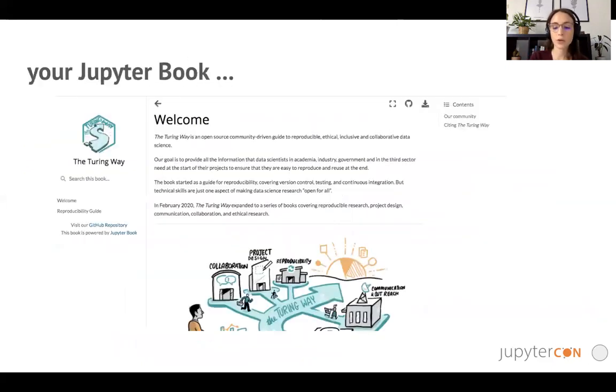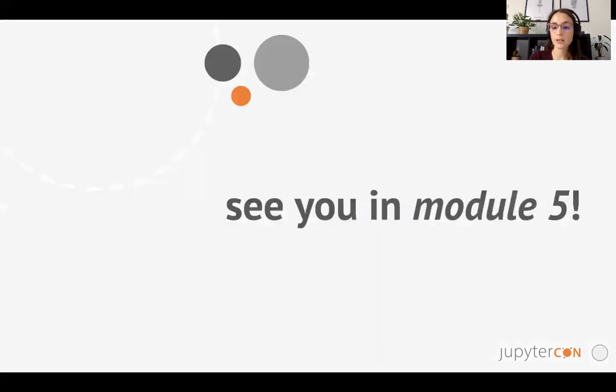By the end of this tutorial, you will have a much prettier version of your Jupyter Book with a logo, title, customized footers, and GitHub buttons. If you run into any issues, make sure to contact us. If you have any questions, also make sure to contact us. And hope you enjoy module 4. See you in module 5.